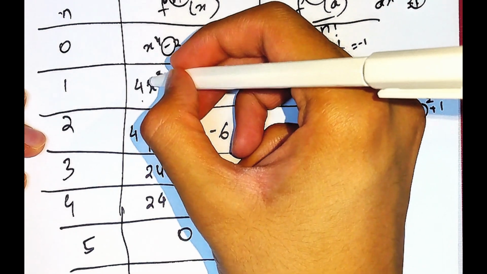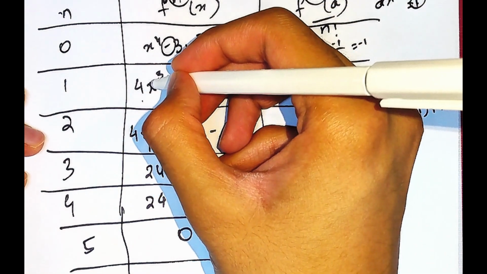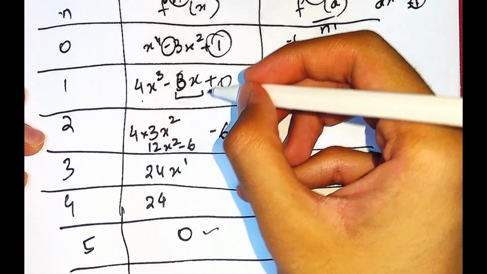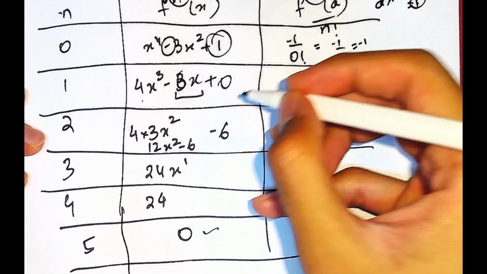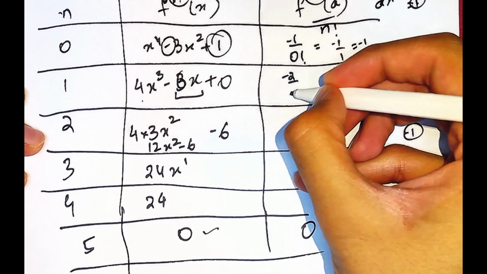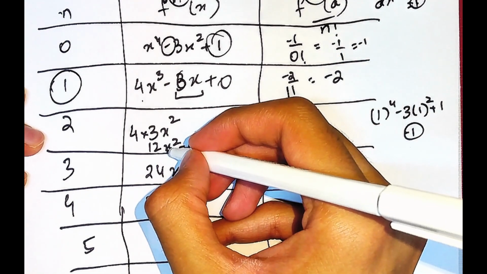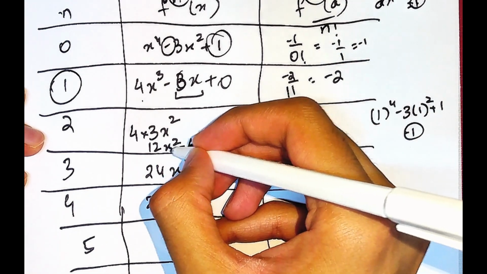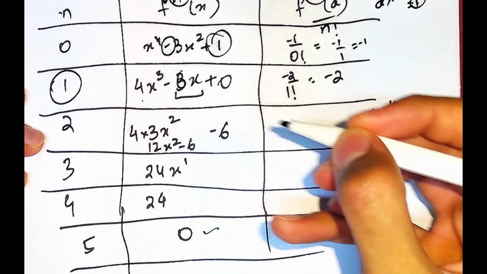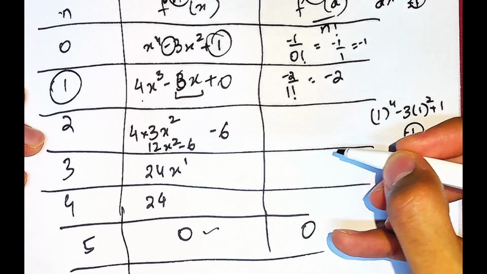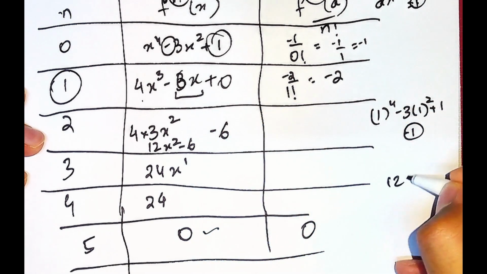Then we can put the value of x as 1, so 4 multiplied by 1 will give us of course 4. Then minus 6 multiplied by 1 gives us negative 6. So 4 minus 6 is negative 2 divided by the first factorial. So it will be negative 2. We can put the value of x as 1. So 12 multiplied by 1 will give us 12. Negative 6, there is no x over there, so we cannot put a 1.